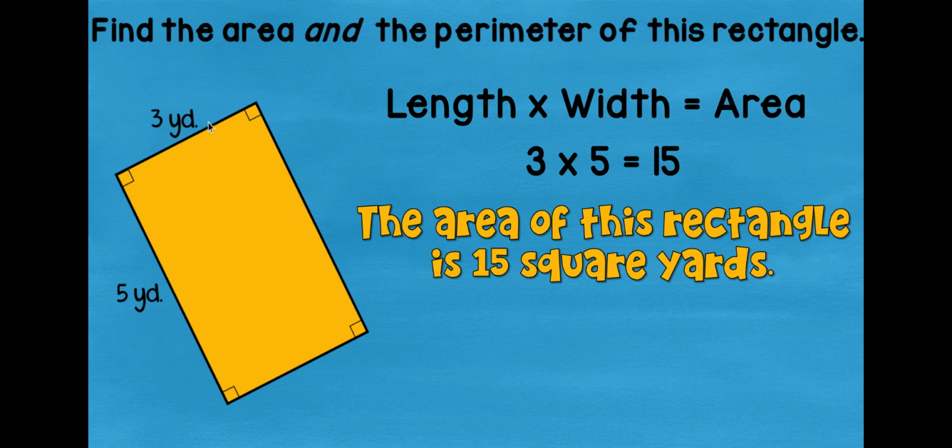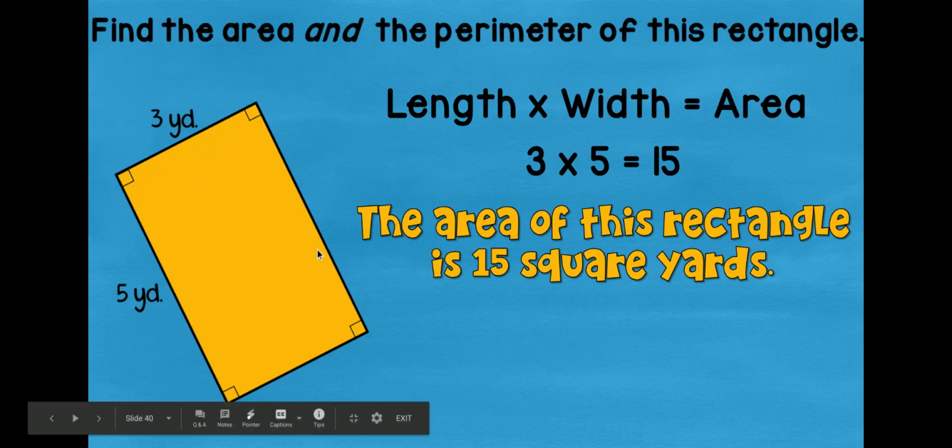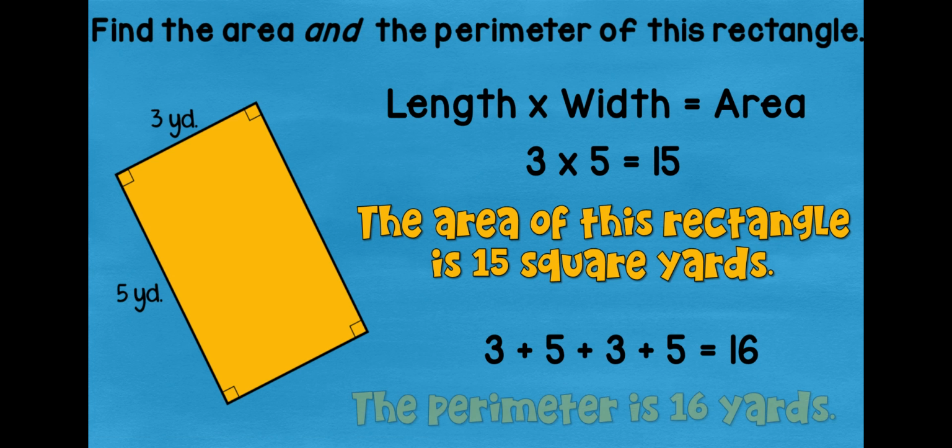YD stands for yards. And then for the perimeter, we needed to add up 3 plus 5 plus 3 plus 5 to get the perimeter of 16 yards. So sometimes questions ask you to do both, but great job figuring those out and hanging in there.